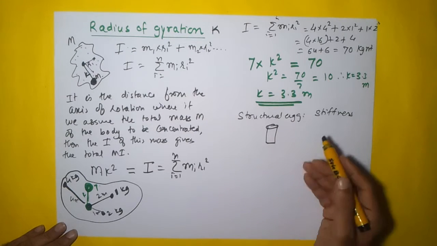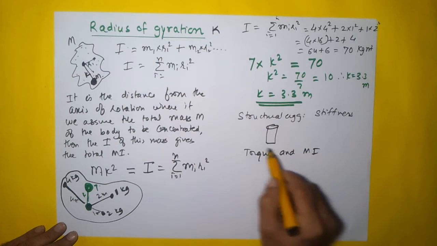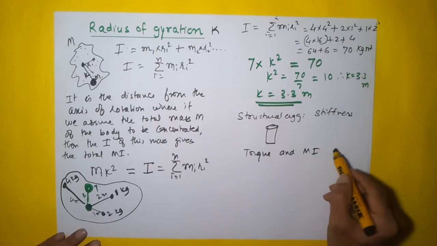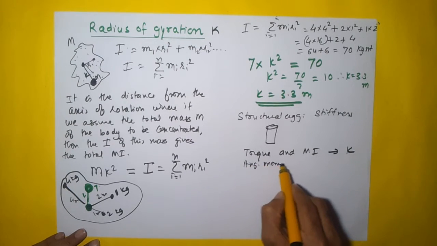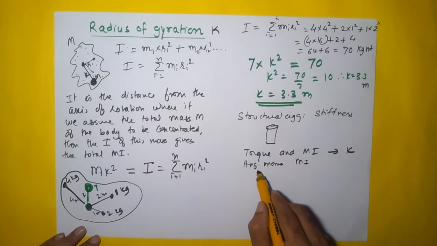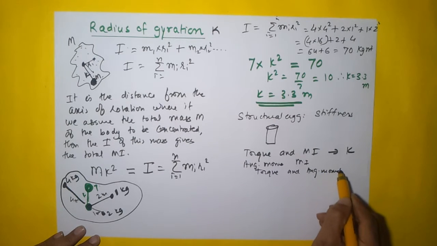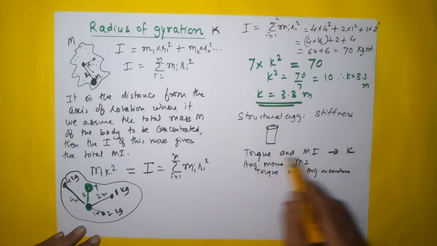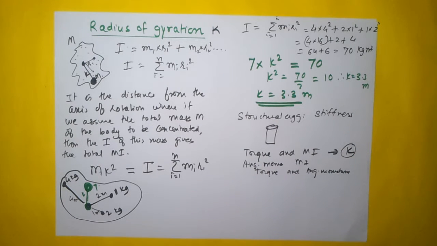Also, in the next topics that we're going to discuss, we'll be talking about the relationship between torque and moment of inertia, and when we try to find this relationship, we will be using radius of gyration. Similarly, the relationship between angular momentum and moment of inertia, and also torque and angular momentum. When we discuss all these topics and the interrelationship between them, we will be using radius of gyration. In the next video, we will discuss the relationship between torque and moment of inertia and see how radius of gyration plays a role in that.